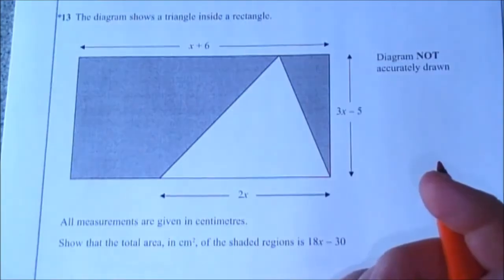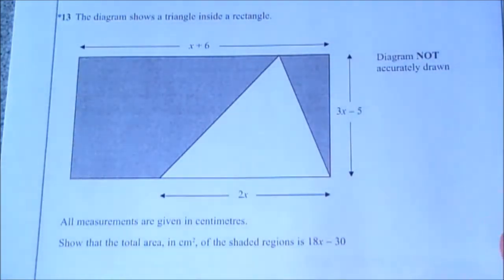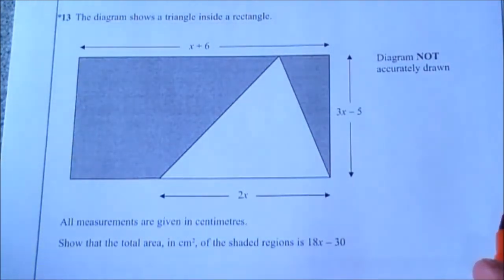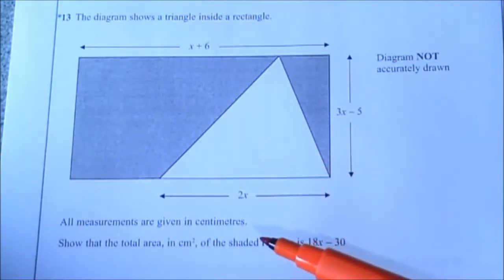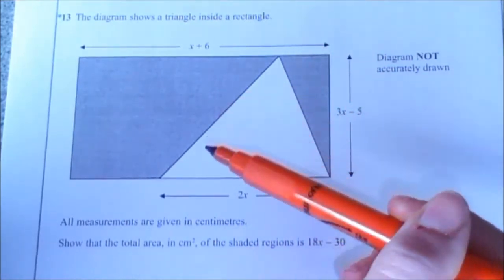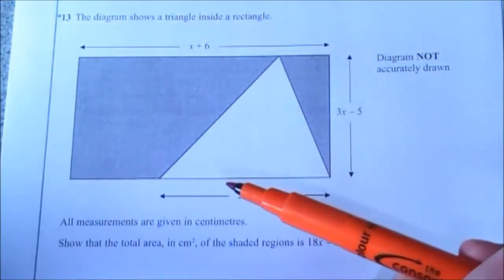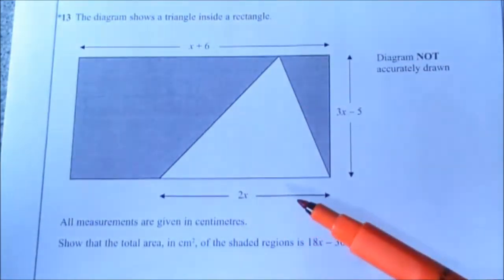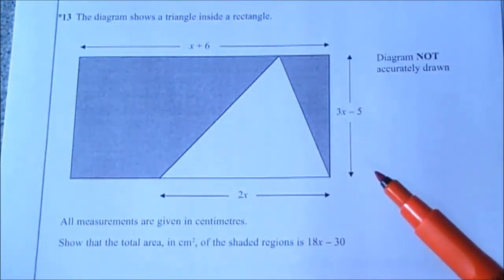Question 13 is an area question, but it involves algebra. The method is still the same. They want you to find, or to show, the area of the shaded region. So you find the area of the whole thing, then you find the area of the non-shaded region, and then you take them away. Regardless of whether it's algebra or number, that's the process you need to be doing.